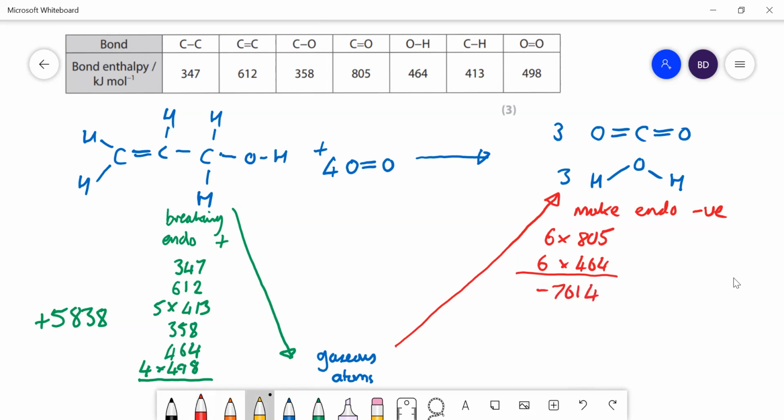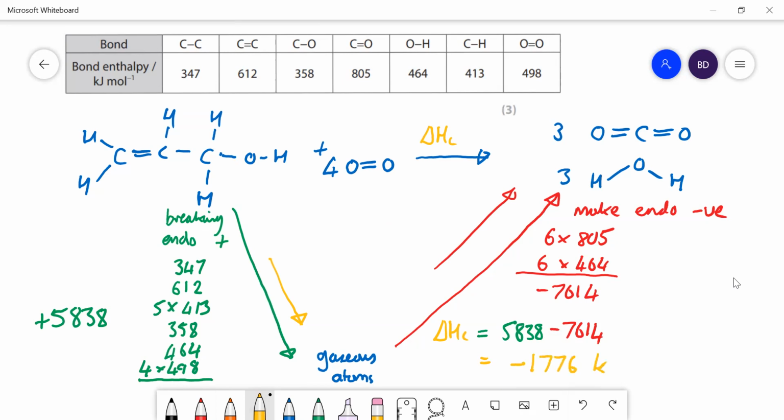And now we want to find the delta H of combustion here. So we've just got to add those 2 values together. So that's equal to plus 5838, and with Hess's law, following the arrow, it's going to be minus 7614. If you calculate that, it works out to be minus 1776 kilojoules per mole. That would be the value of delta H combustion.